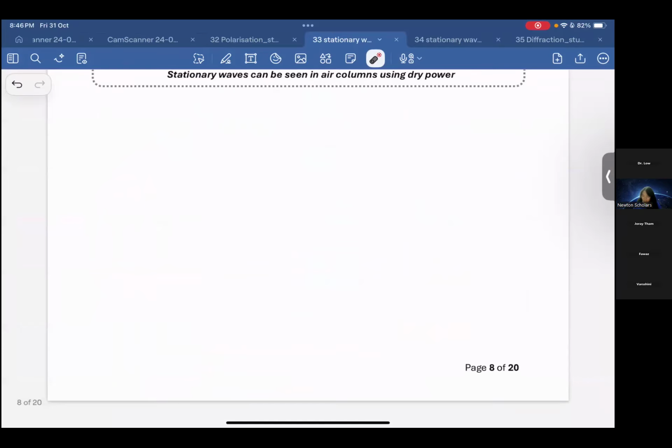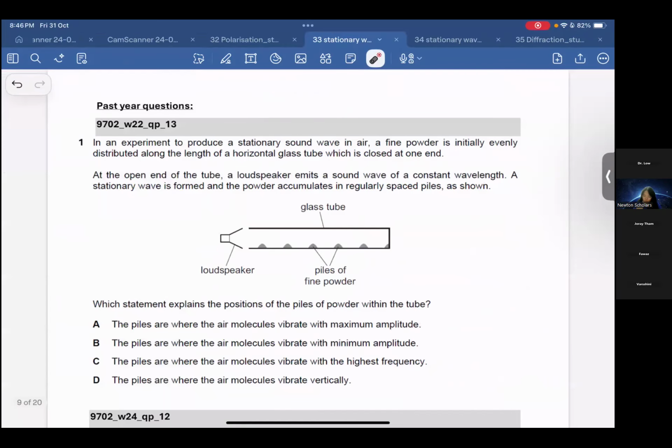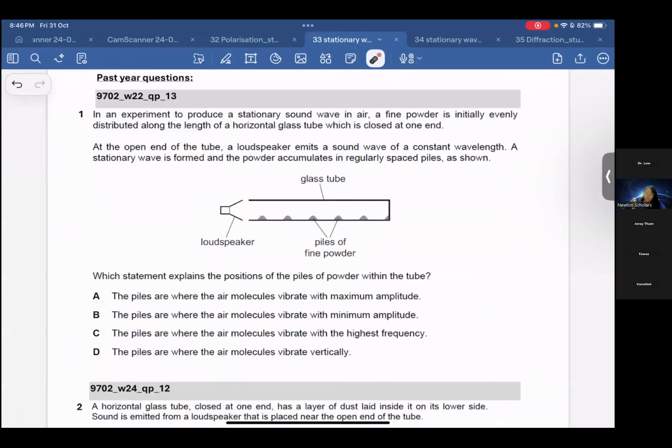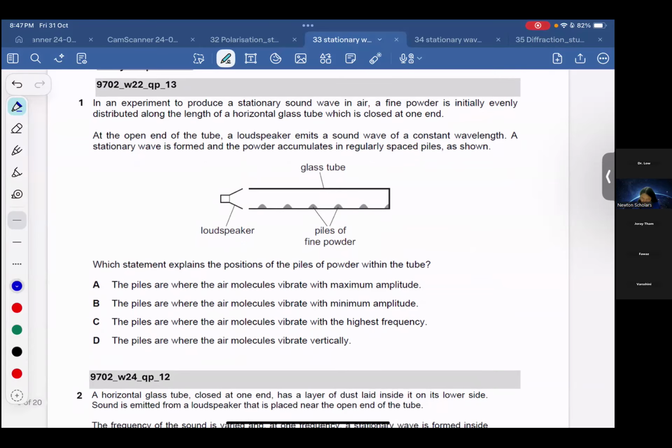Okay, there we go to your next page. We try with a past year question, so that we apply what we learned. In the experiment to produce a stationary sound wave in the air, the powder is initially evenly distributed, but at one open end of the tube, a loudspeaker emits the sound wave. A stationary wave is formed and the powder accumulates in this pattern. What statement explains the position of the powder within the tube?